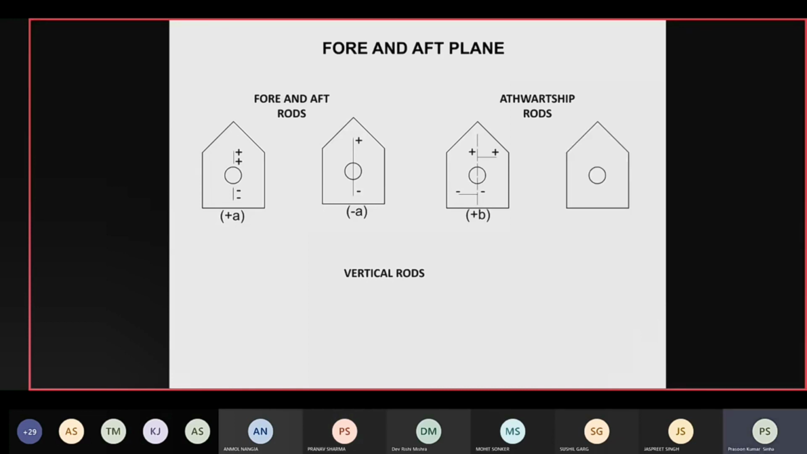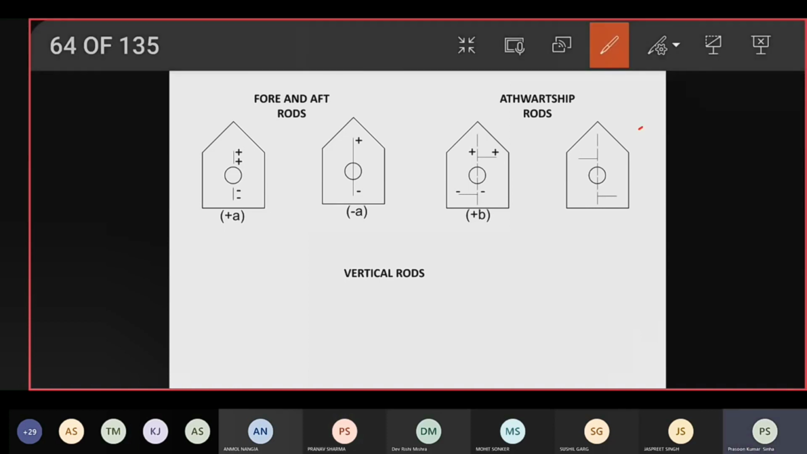Again we have the shape, the compass and the center line, and there are two rods which are again aligned in the athwartship direction but placed forward aft. One end is forward, one end is aft. Opposite situation to that of the plus B. Give the sign to the ends. First, what should be the sign of this end? Positive, end negative. This one is negative, you are saying.